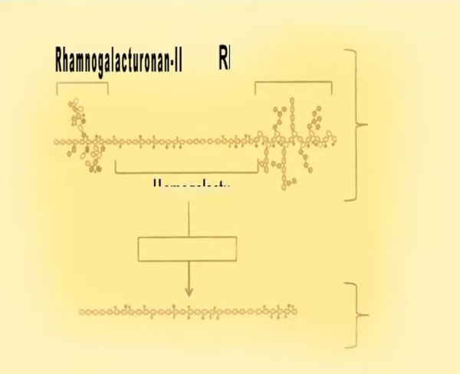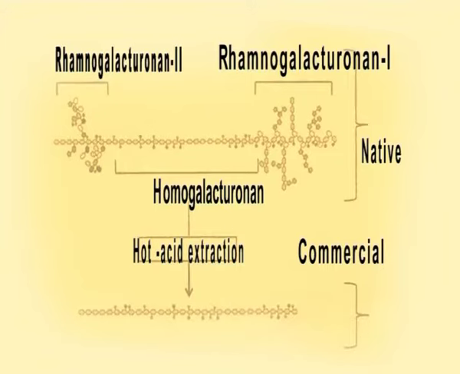Native pectin is composed of three major polysaccharides, all containing alpha 1 to 4 D-galacturonic acid residues, usually referred to as galacturonans. These are homogalacturonan, rhamnogalacturonan 1 and rhamnogalacturonan 2. Homogalacturonan is a linear chain of alpha 1 to 4 D-galacturonic acid residues with a variable degree of methyl esterification at the carboxyl group. It could be O-acetylated at C2 or C3 depending on the source.